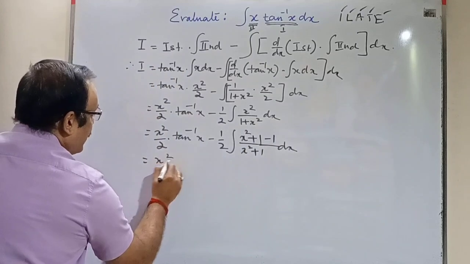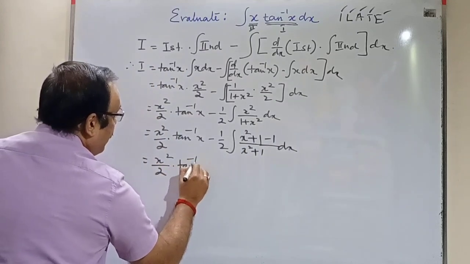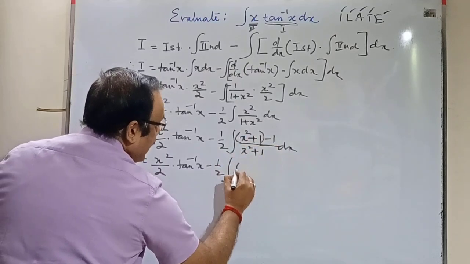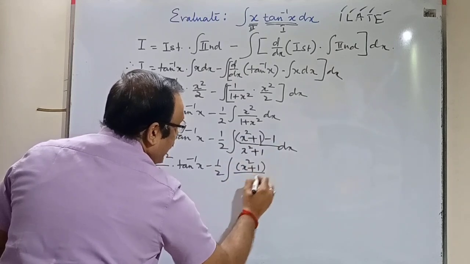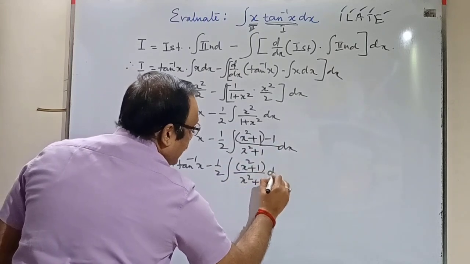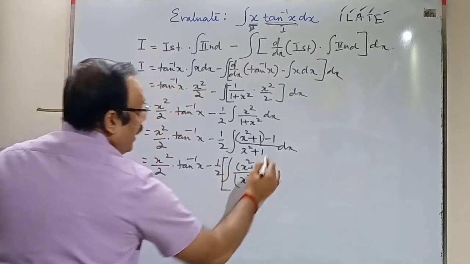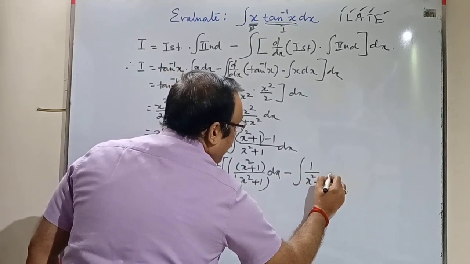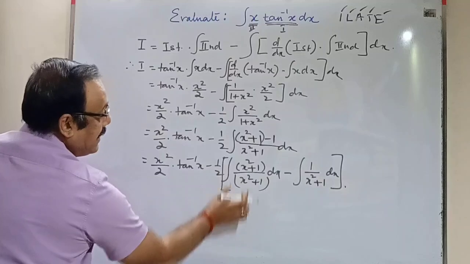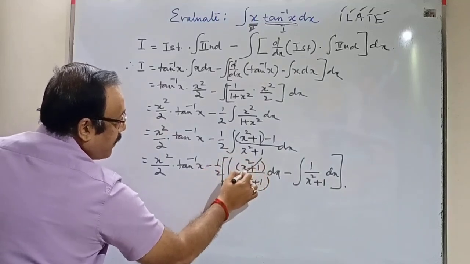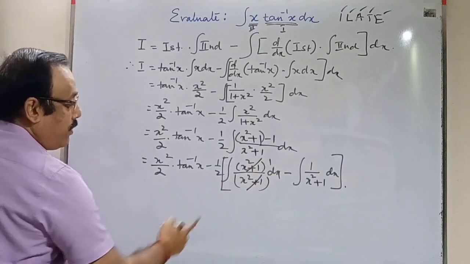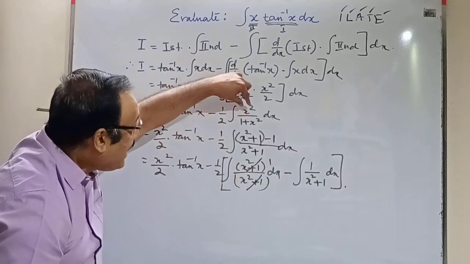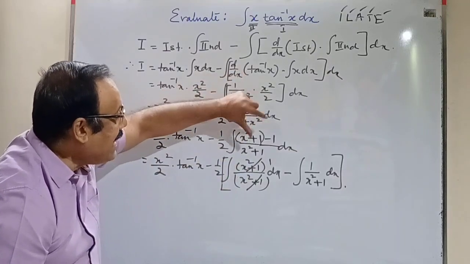So this becomes x square by 2 into tan inverse x minus half integration of x square plus 1 by x square plus 1, which is my one term, minus integration of 1 by x square plus 1 dx, which is my second term. I split this, so x square plus 1 and x square plus 1 cancel, and this becomes integration of 1 dx minus 1 by x square plus 1. So we have applied the method: we arranged the numerator like the denominator by adding and subtracting.